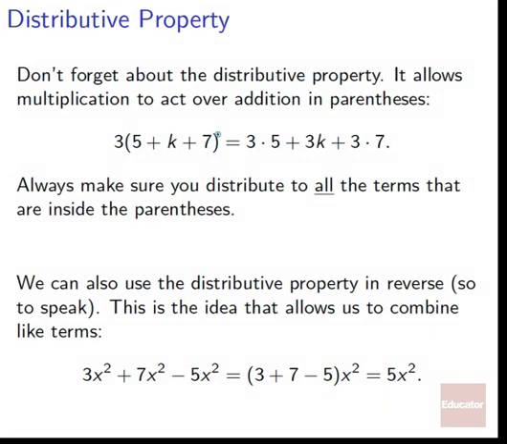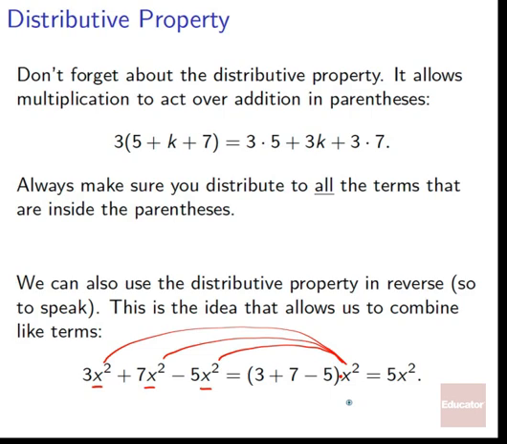For example, if we have 3x squared plus 7x squared minus 5x squared, well, we got x squared here, x squared here, x squared here. So we can just pick them all up and shove them in because they're all multiplying, right? So we pick them all up, and it's times x squared. So we've got (3 plus 7 minus 5) times x squared, because if we did the distributive property again, we'd get what we started with, so it must be the same thing.